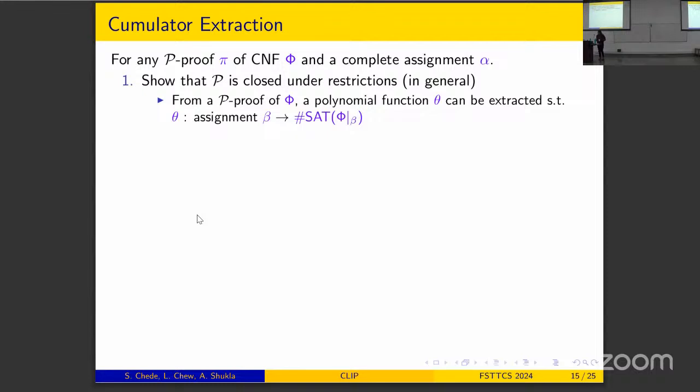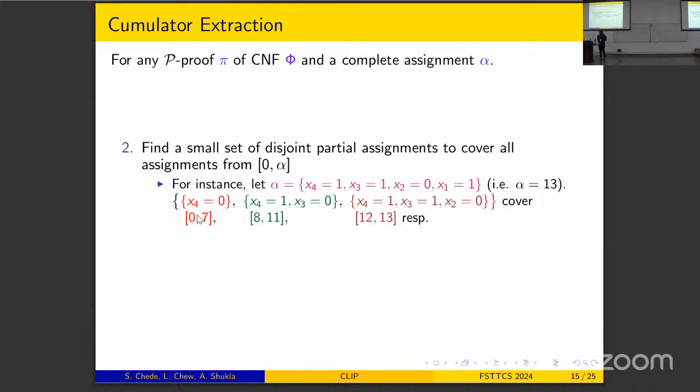Now, this can be restated like that, right? You can extract a function theta from a proof such that if you give it any assignment, it will give you the model count of phi restricted to that assignment. So from now on, theta means this function. Given any assignment, it will calculate the model count of the restricted formula. But we still want the cumulative count, right? Given some alpha, we want the count from 0 to alpha.